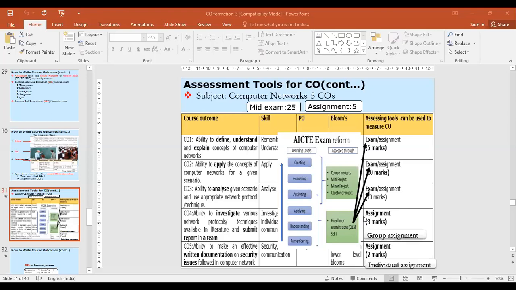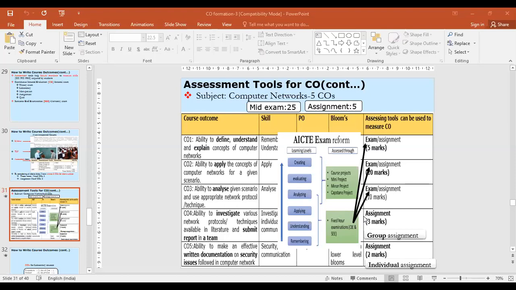Good afternoon, sir. Sir, you explained how to write course outcomes for engineering subjects. For example, there are science subjects, physics, chemistry, environmental science, like that. So how to write course outcomes for those subjects? For example, apply, analyze, those may not be available in science subjects, sir.